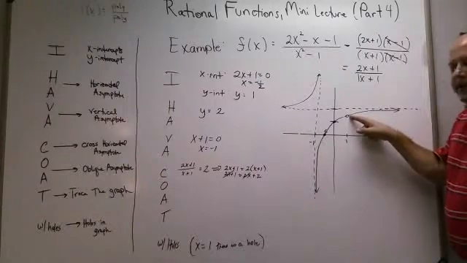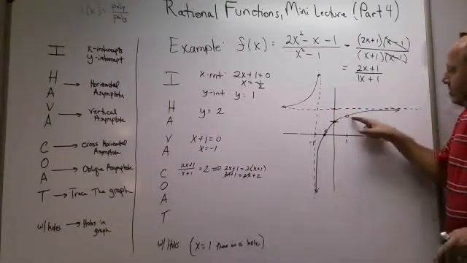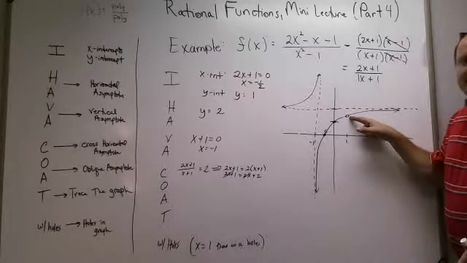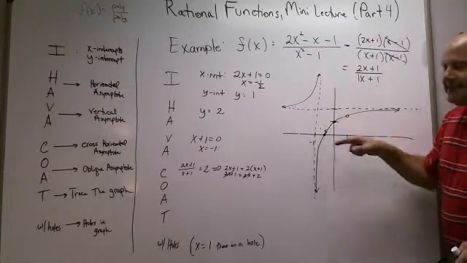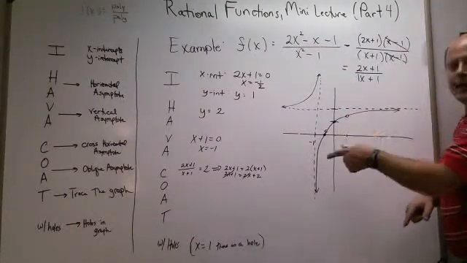Now this hole right here is treated very much like the vertical asymptote. They do the same thing. When somebody sees this hole, they say, well, this number is not in the domain. When they see a vertical asymptote, they say x equals negative 1 is not in the domain. So neither one of them is in the domain, 1 or negative 1.